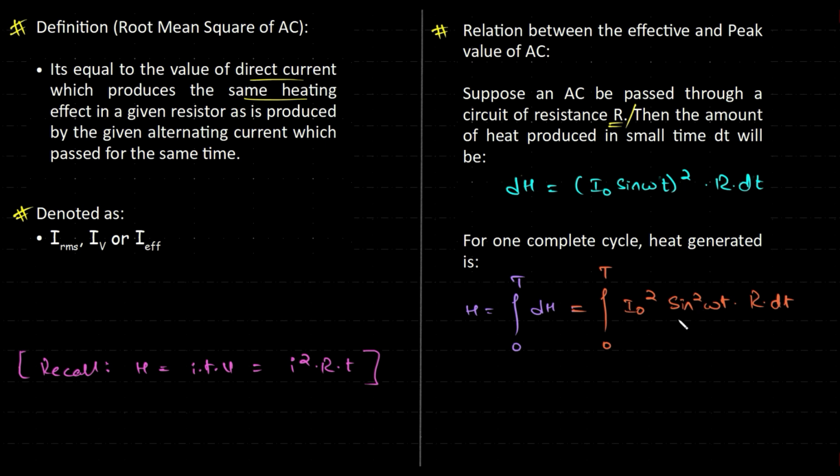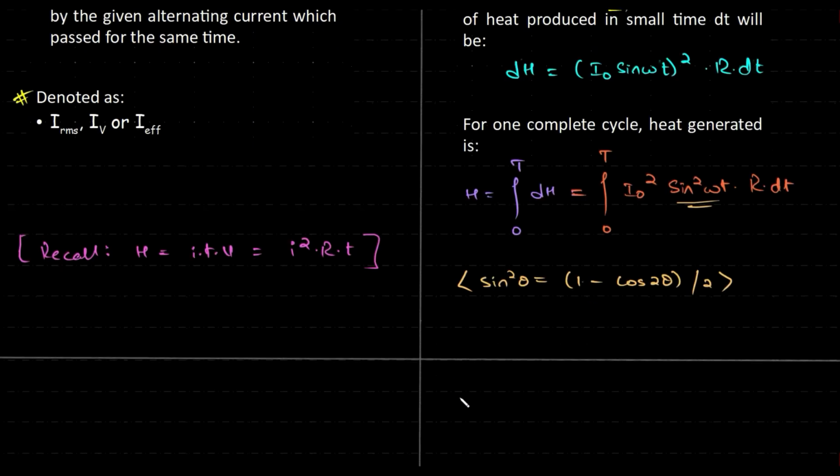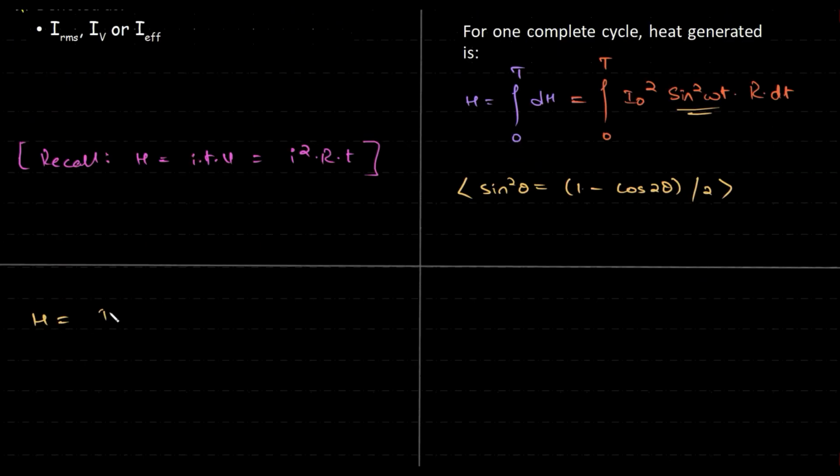So basically, I need to handle this. So sine square theta is given by, how do you integrate this? By now you guys should be used to this. Yes, we have to make use of (1 minus cos 2 theta) by 2. So your H will turn out to be I naught square R by 2, where I naught square and R are constant, and 2 is constant. Then integration from 0 to T, open the brackets, 1 minus cos 2 omega t, then we have dt.